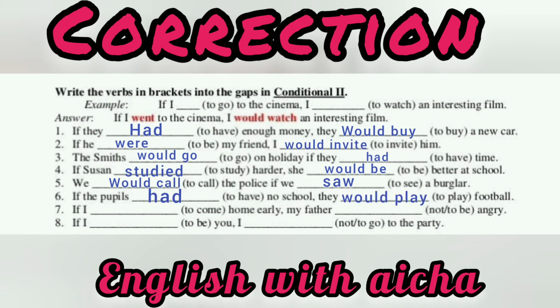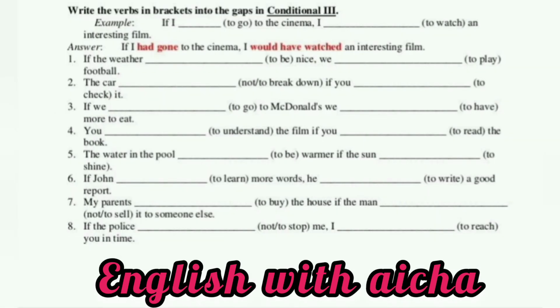If the pupils had no school they would play football. If I came home early my father wouldn't be angry. And the last one, if I were you I wouldn't go to the party. يعني كما قلنا سابقا دائما هنا would أو wouldn't plus the base verb in the result في النتيجة والpast simple في الشرط. We move now to the third conditional.